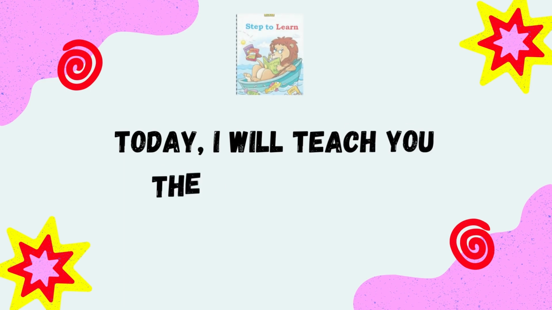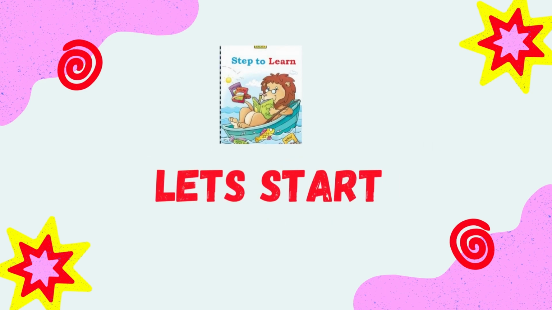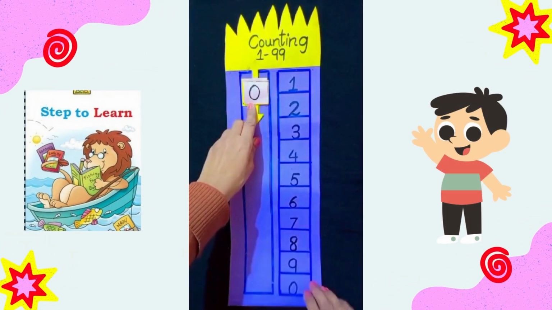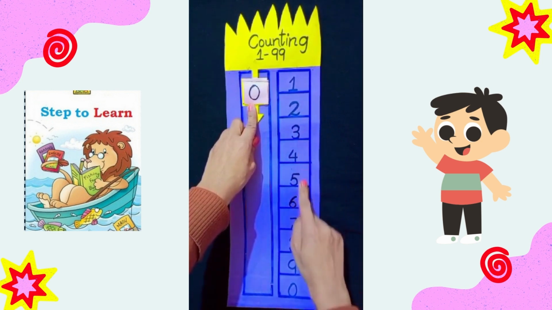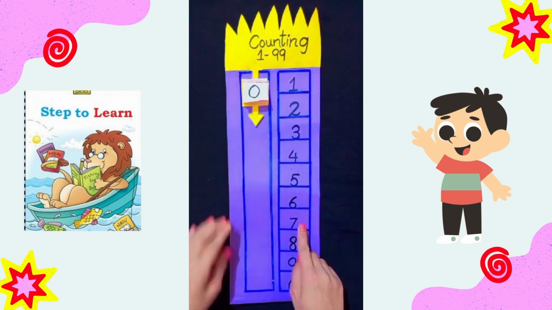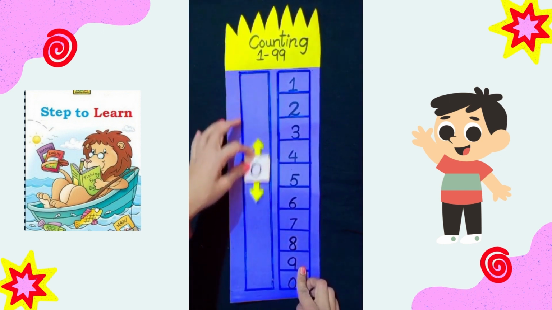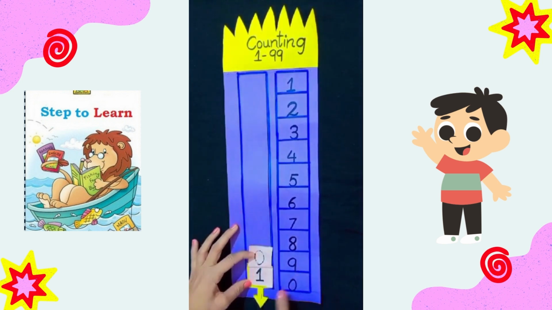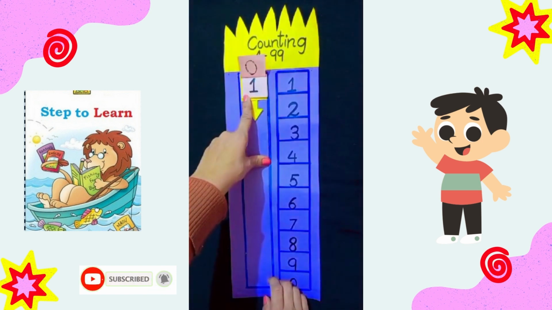Today I will teach you the counting from 1 to 99. So let's start. 0, 1, 2, 3, 4, 5, 6, 7, 8, 9. You know what comes after 9? 10. What comes after 9? 10. Now we will use this card and start counting from 11.